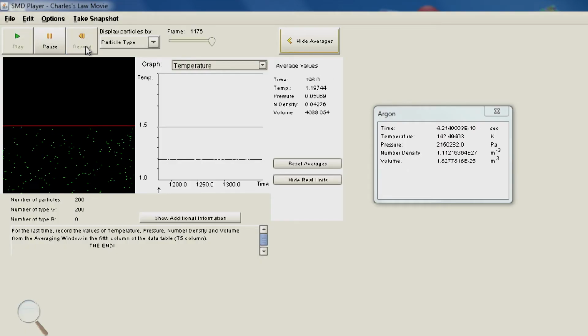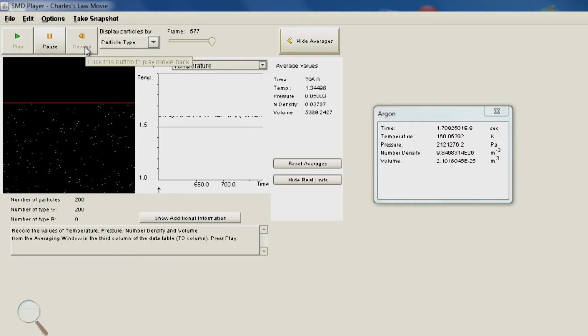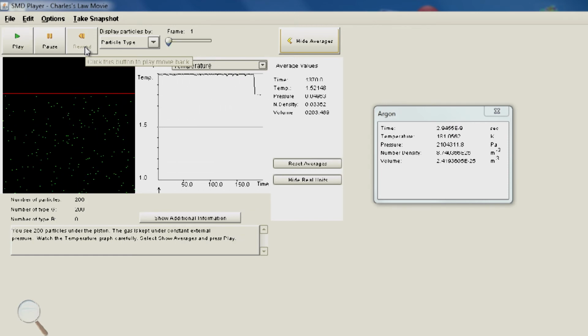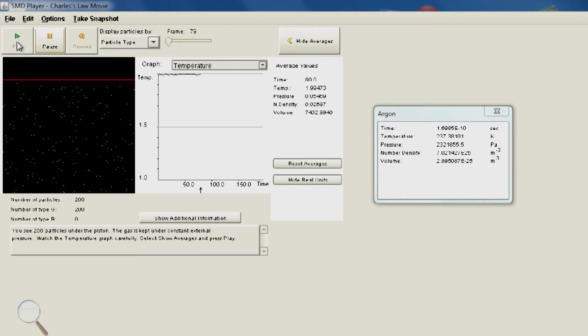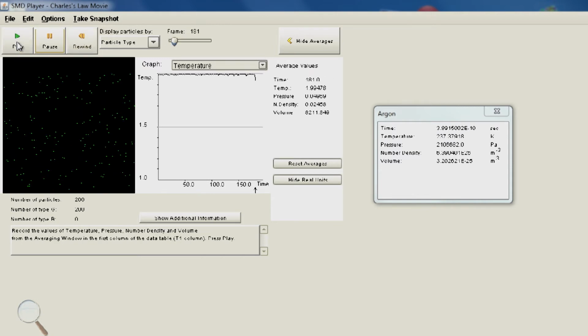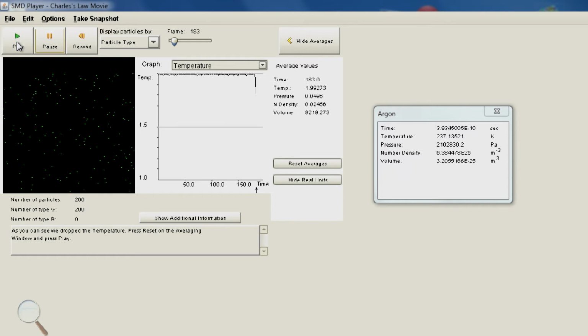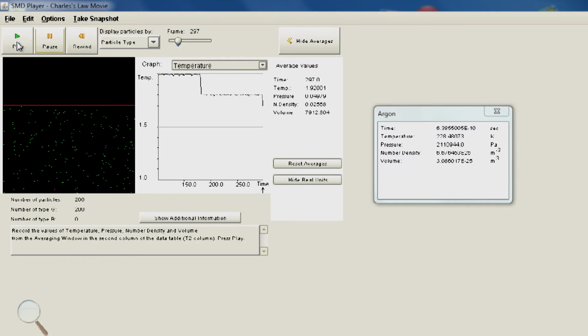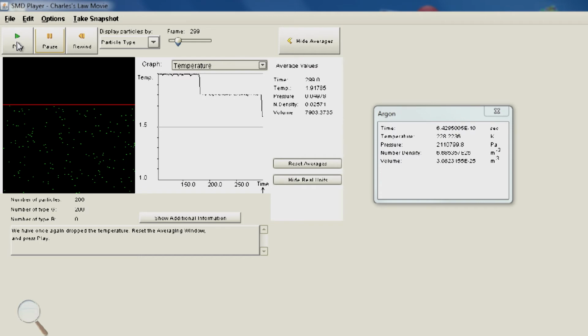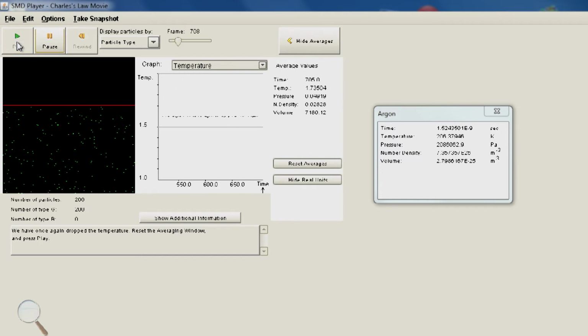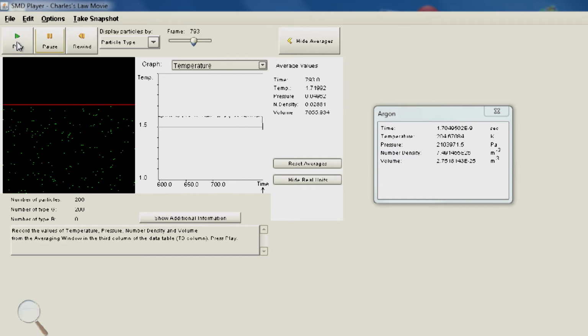Let us rewind it one more time and see the whole process happening in front of you. Now you can see that from lower temperature you went to the higher temperature. We start with the higher temperature at time 1.0, where the temperature is 1.99, and we reduce the temperature to 1.9291. The temperature has gone to 1.71.